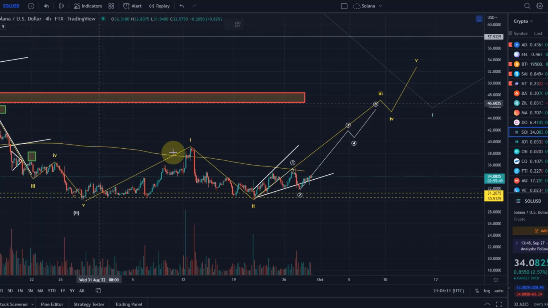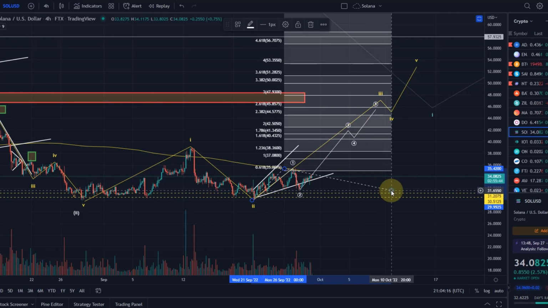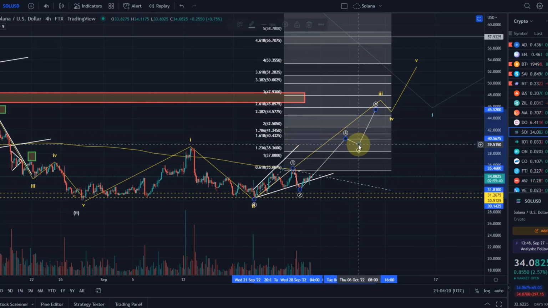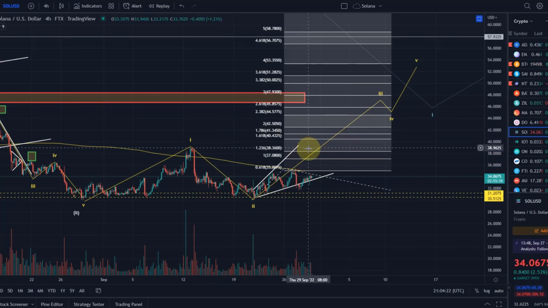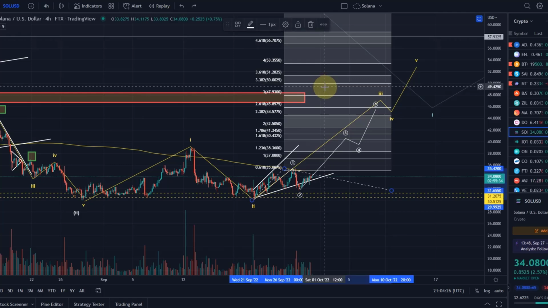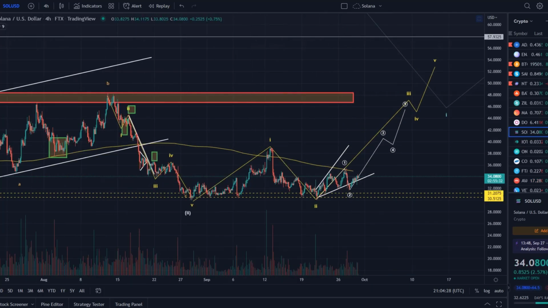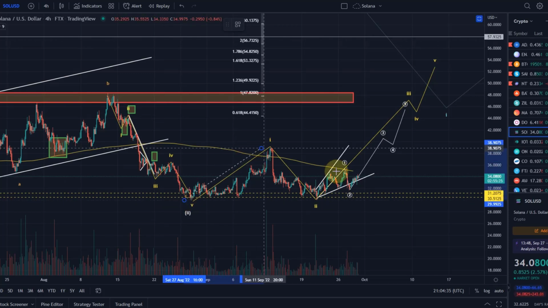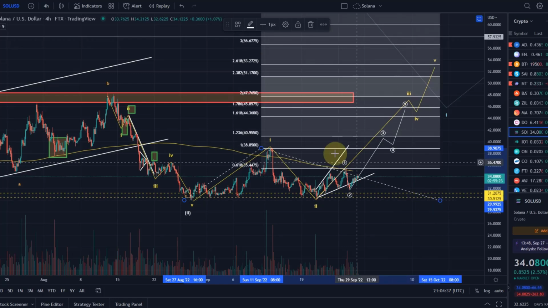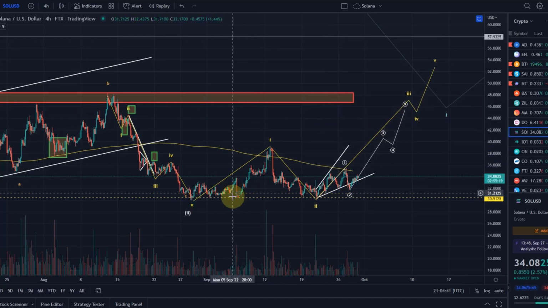What I can do is give you targets now for circled wave 3 in white. Target would be $40. For wave 3, that's the 1.618 extension. And then for yellow wave 3, the target here would be around $45. So I think that matches quite well from the proportions.